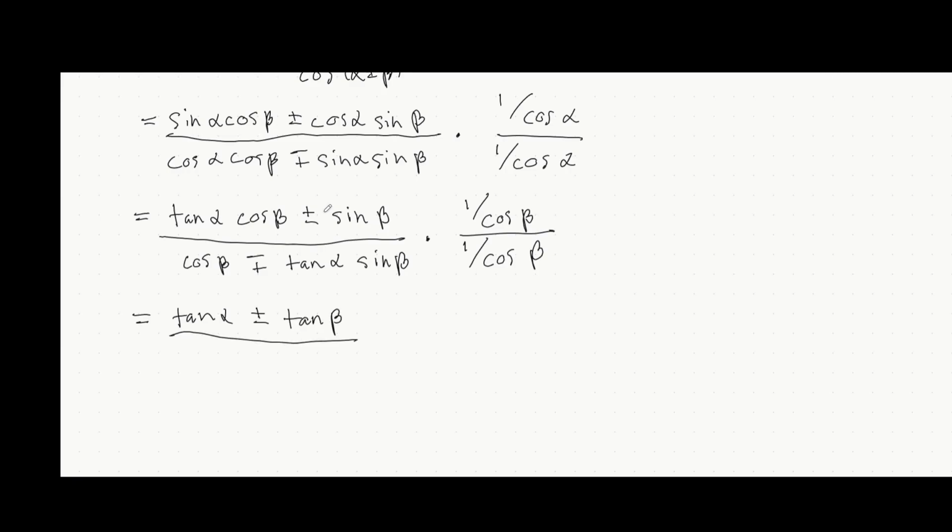And then on the bottom, for the first term, cosine beta over cosine beta is 1. And then the sine beta turns into tangent beta.